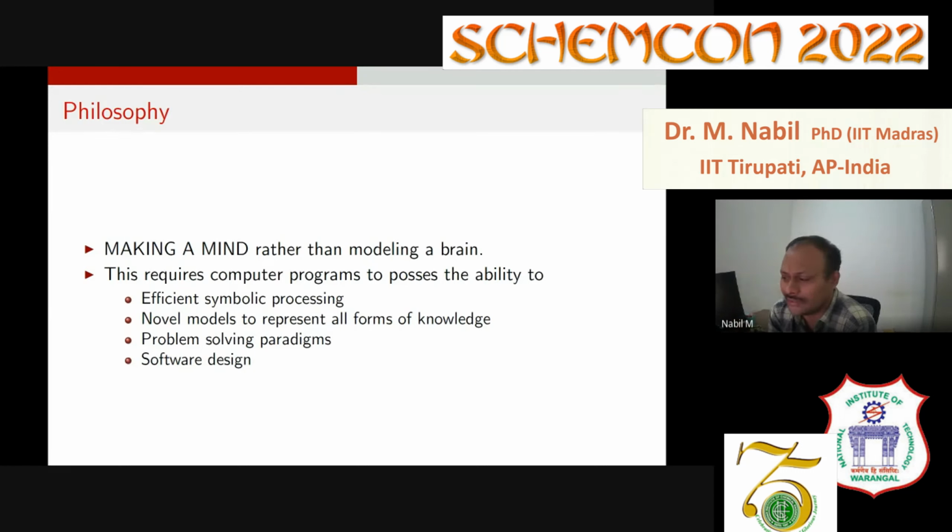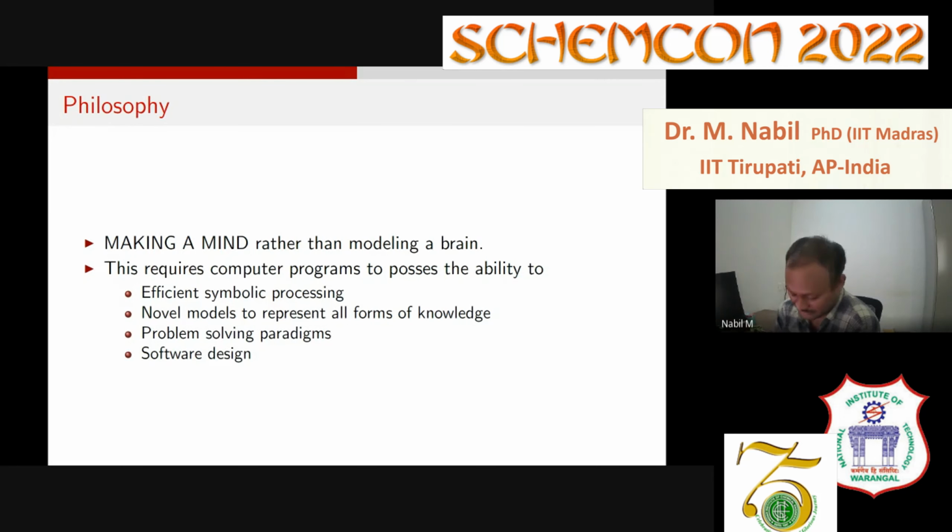Okay, so essentially we want these computer programs to be able to efficiently do symbolic processing and also utilize all forms of knowledge. Of course, problem solving also, which we do, and the fourth aspect is the software design. We also need tools that can handle the symbolic computations as well as decision making. So this is the underlying philosophy of artificial intelligence.